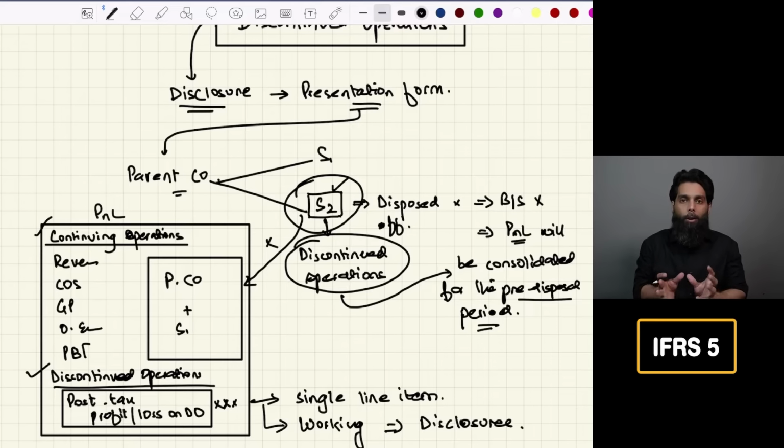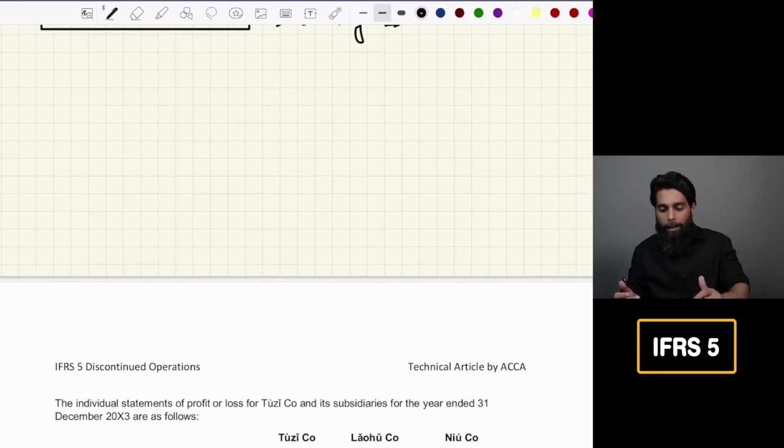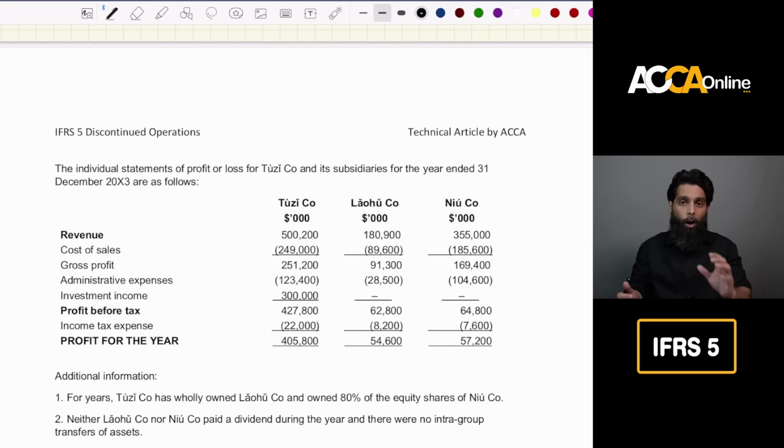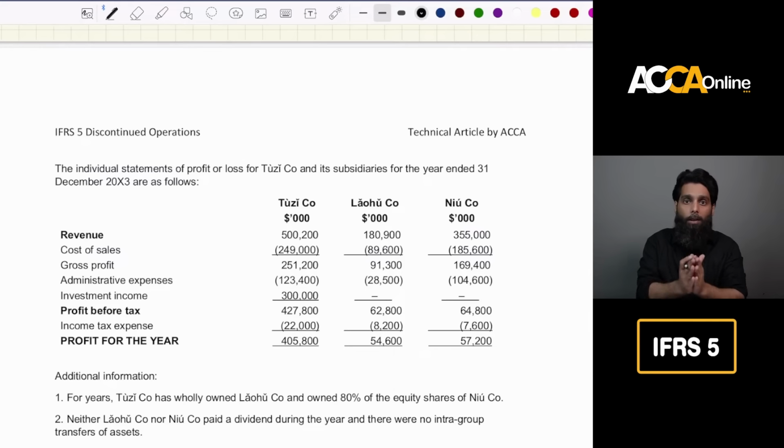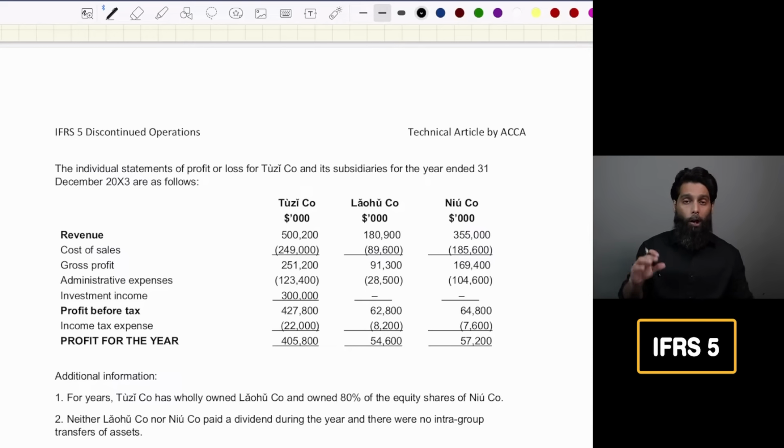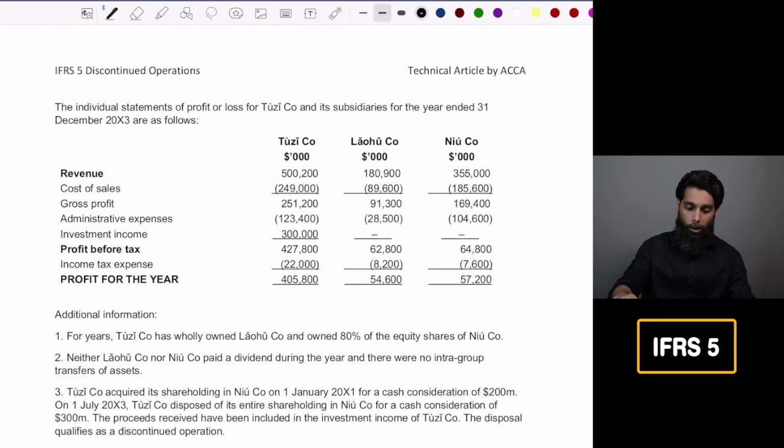Sir, how will this work out? Can you please illustrate this? In fact, your examiner has given you an article on IFRS 5 discontinued operations, and there your examiner has actually discussed through an illustrative question how a discontinued operations question should be solved. And I'm going to do that in front of you guys. I'm going to solve the same question which has been given by your examiner in the technical article, and I'm very sure this will help you. Please listen to the lecture very carefully because this might be tested in your upcoming examination.